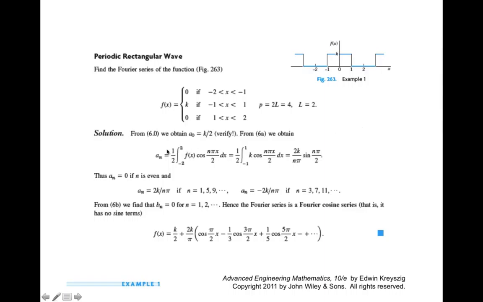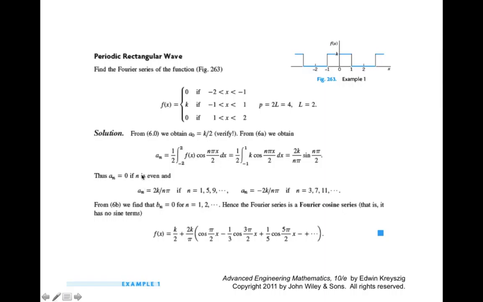So we can basically find a sub n by using our Fourier integral. And we'll end up with this expression. And then we can find, and remember a sub n is the coefficient of the cosine function. And then, I'm sorry, the coefficient of the sine function. A sub 0 will come out to be k over 2 if you do that integral.